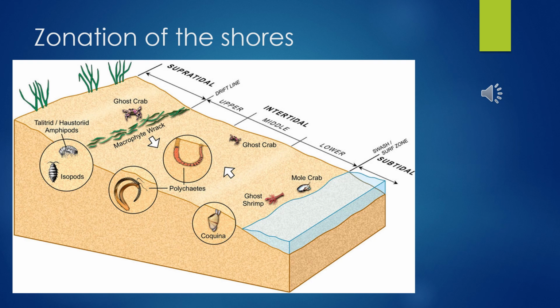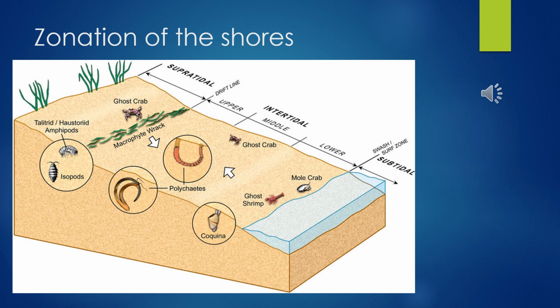So, like on a rocky beach, we have zonation on a sandy beach. But while on a rocky beach it's easy to see the zonation by where we have the blue mussels, where we have the seaweed, where we have the lichen, on the sandy beach it's a little harder to see. But we still have our subtidal zone, our intertidal zone, and our supratidal zone.